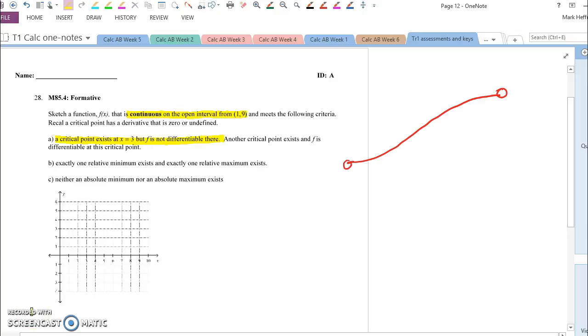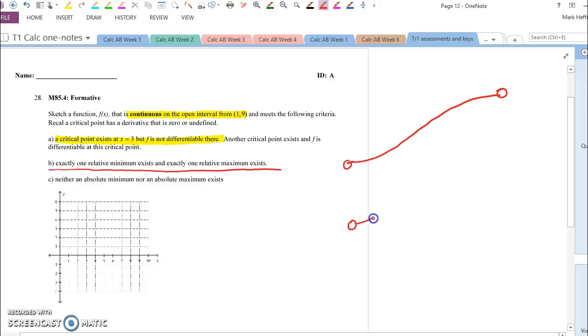Then it says at x equals 3, there's a critical point. Critical point means the derivative is 0 or undefined. And then there's another critical point, and it is differentiable at that critical point. Then it says there's exactly one relative max and one relative min, and that exactly piece is important.